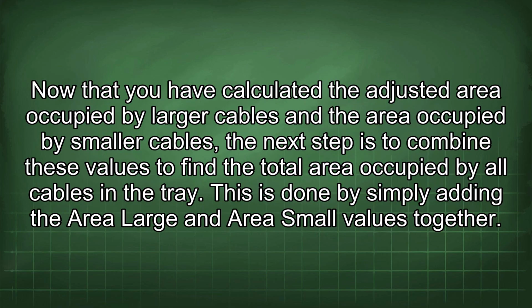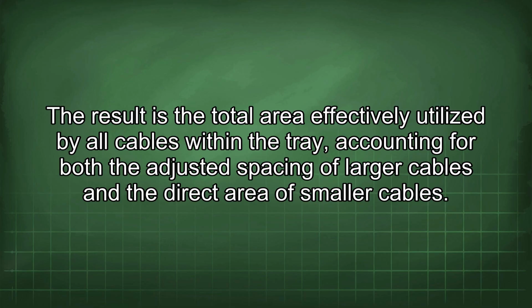Now that you have calculated the adjusted area occupied by larger cables and the area occupied by smaller cables, the next step is to combine these values to find the total area occupied by all cables in the tray. This is done by simply adding the area large and area small values together. The result is the total area effectively utilized by all cables within the tray, accounting for both the adjusted spacing of larger cables and the direct area of smaller cables.